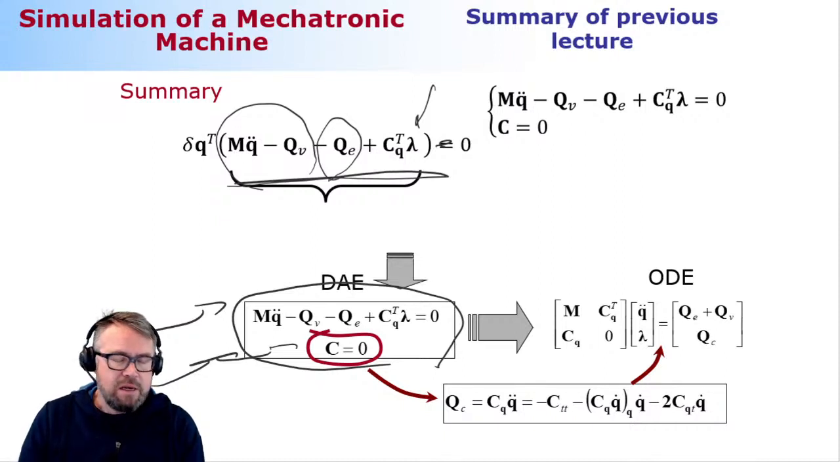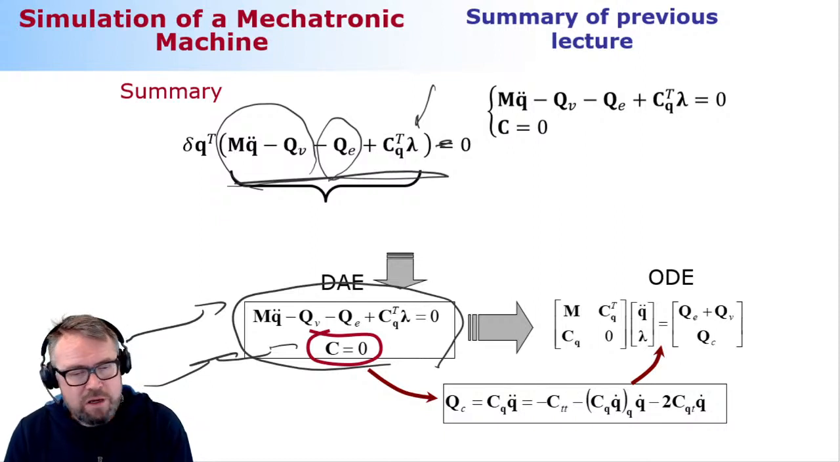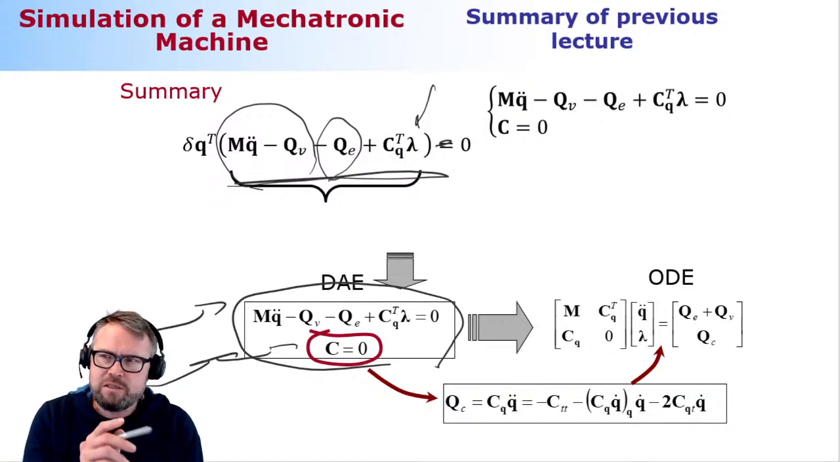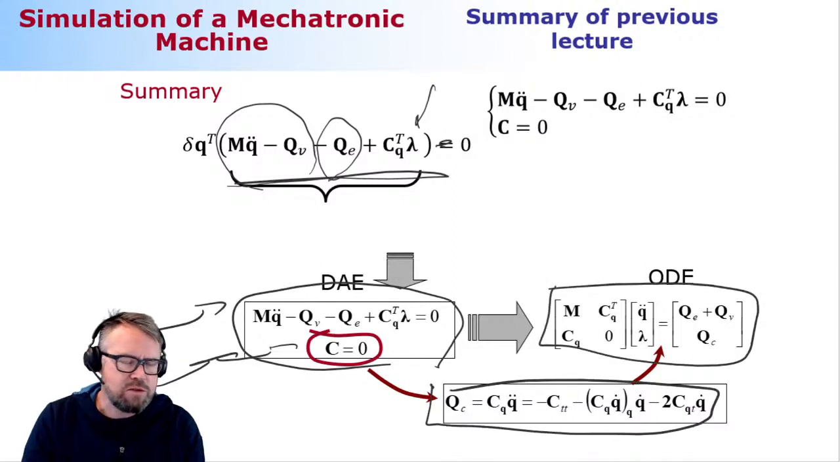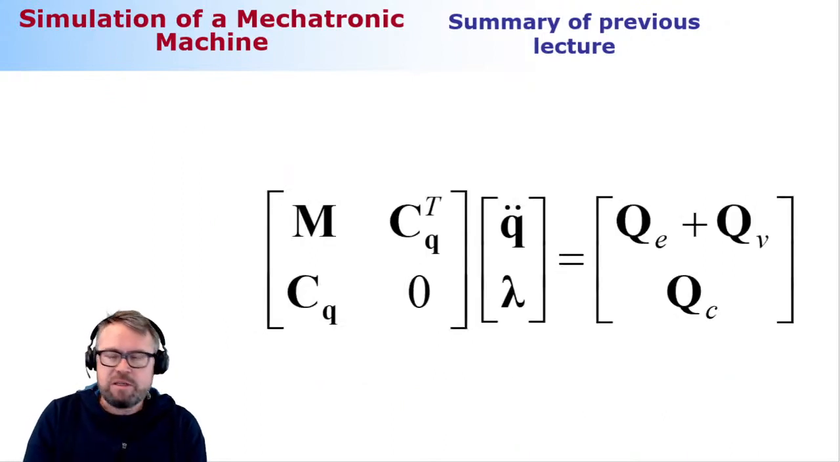And how you do that, first of all, you can do it by differentiating your constraints twice with respect to time. And when you do that, then this is how the final form of the equation of motion appears. Here it is. So this is the final form of the equation of motion.